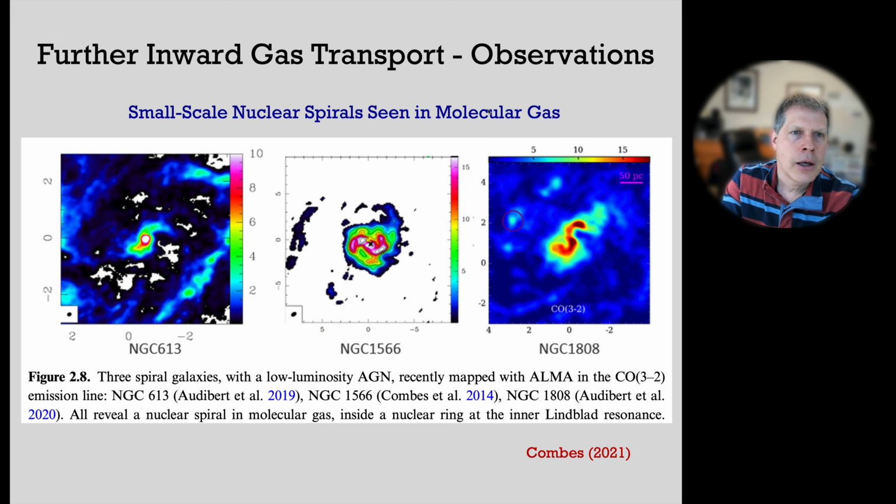This has also been done in molecular gas imaging. In this case, I believe these are ALMA observations with carbon monoxide 3-2. And here you can see small-scale nuclear spirals being present in the molecular gas that is very likely, according to their calculations based upon these data, responsible for funneling significant amounts of material down to the nuclear region. So there are observations of these phenomena. Many more of these are ongoing with James Webb Space Telescope, now with ALMA in molecular observations, and so on.